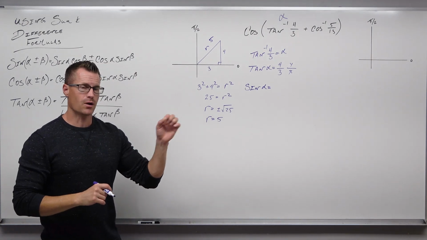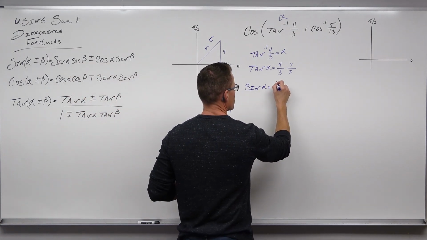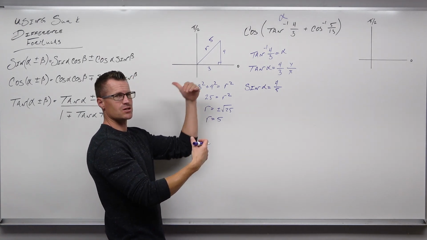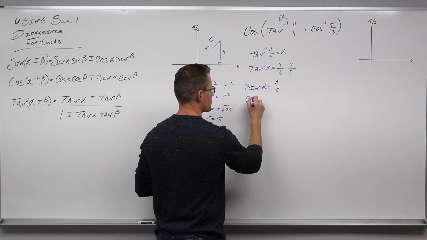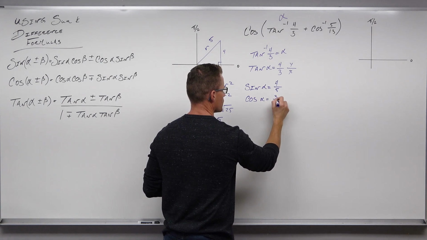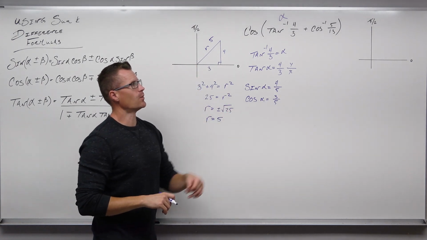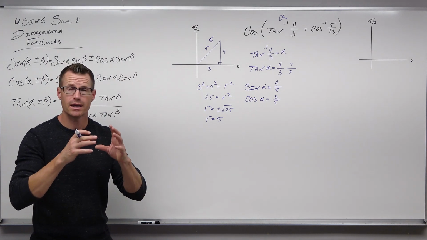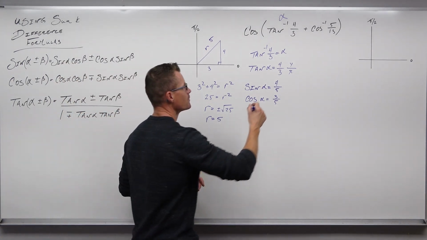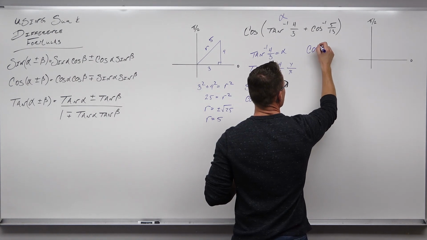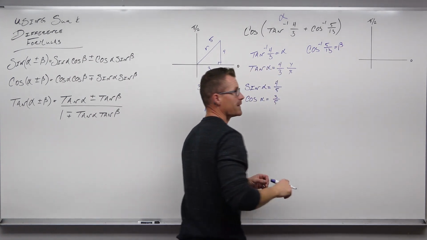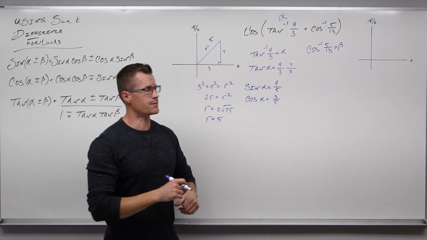Sine takes y over r, so that's 4/5. So sine alpha is 4/5. Cosine alpha takes x over r, so 3/5. And we're ready for that one. So cosine inverse of 5/13. Let's call that beta. So inverses give you out angles. But that's only true if cosine beta equals 5/13.